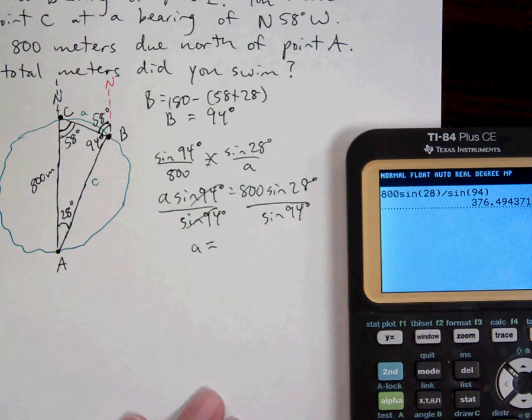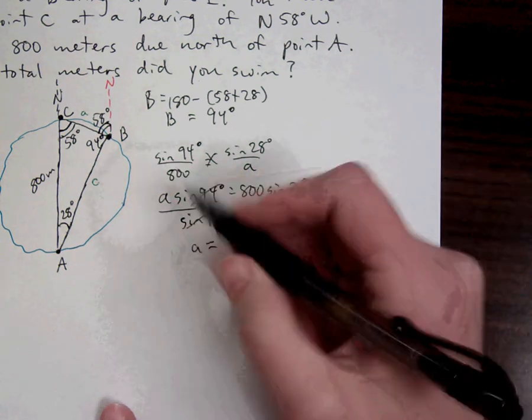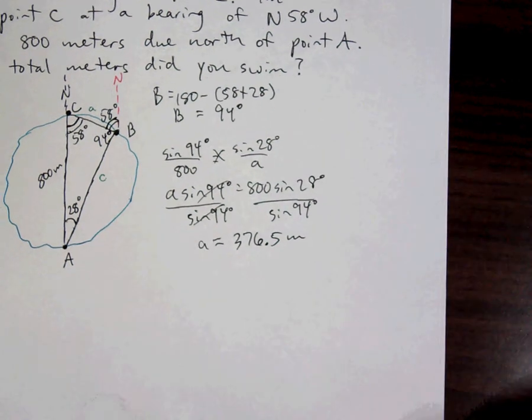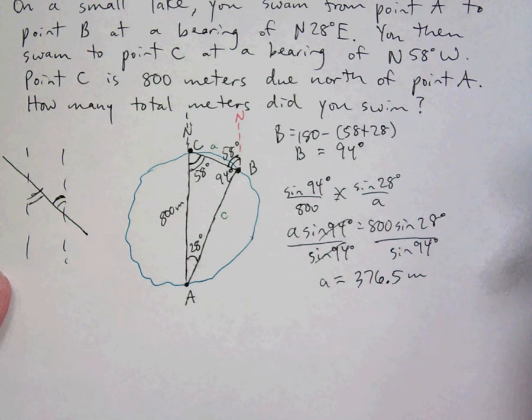And now is when I'm going to round. Okay, so I'm not rounding until this point. So now I'll maybe round to the tenths. It doesn't really say, so I can kind of decide. Maybe I round to the nearest whole. Doesn't matter. I'm going to do 376.5 though. And that's in meters. And then I've got to do the same kind of thing to find side C so that I can add them together.